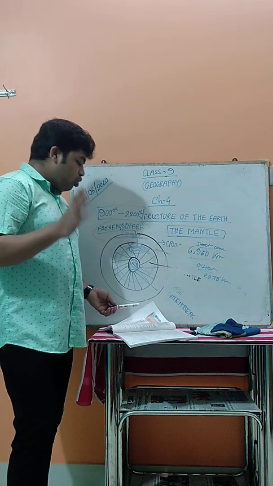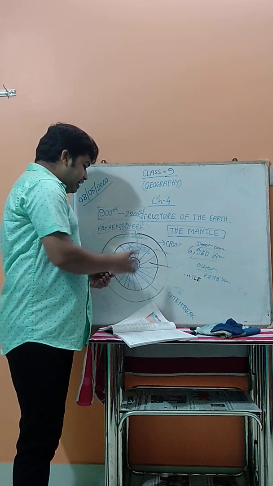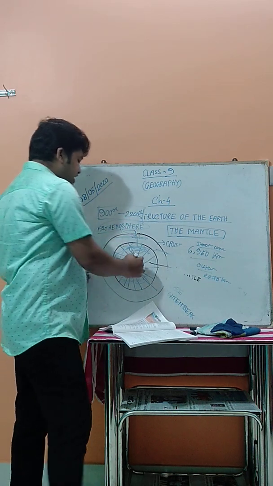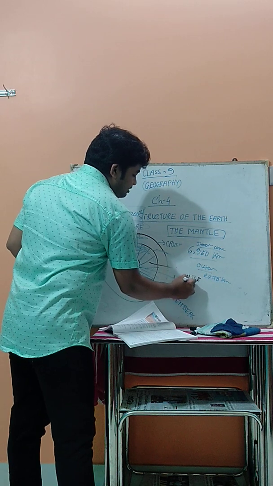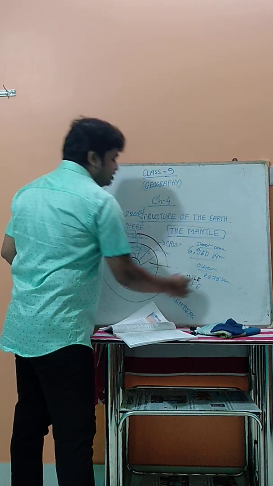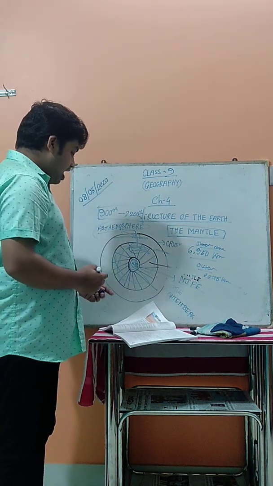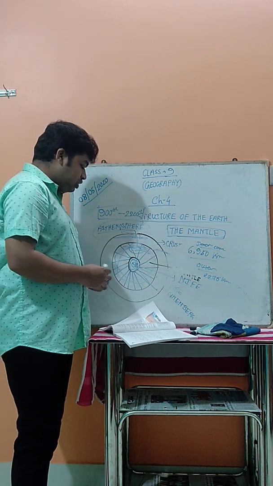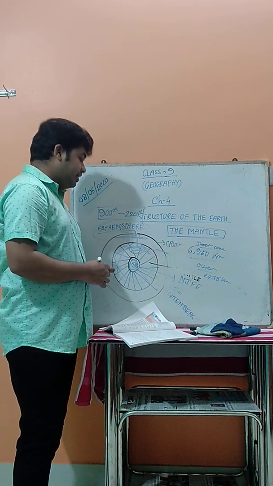Now this core is made of nickel and iron. That's why it's also known by the name NiFe. It is made of nickel and iron. And the average density of this core is 5.0 gram per cubic centimeter.